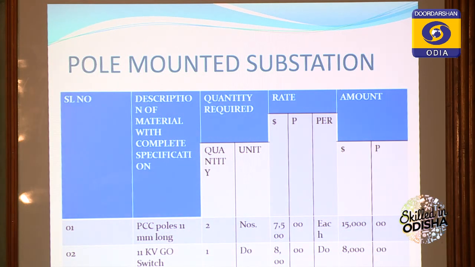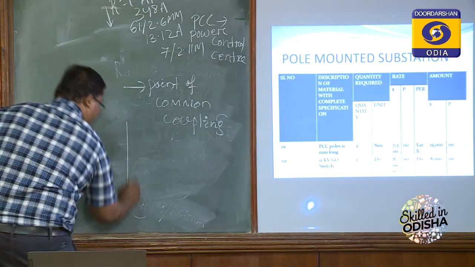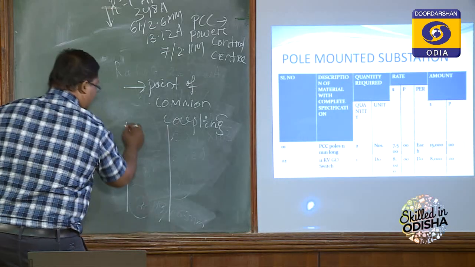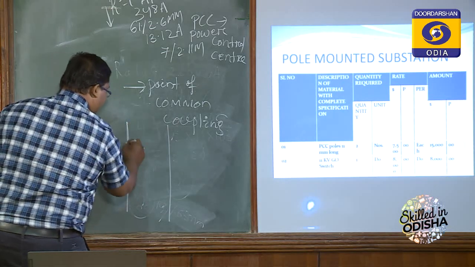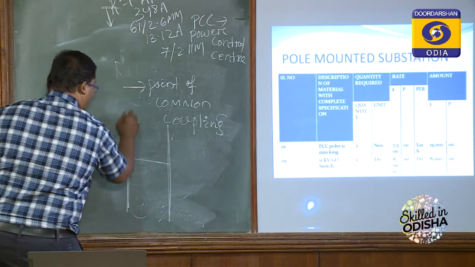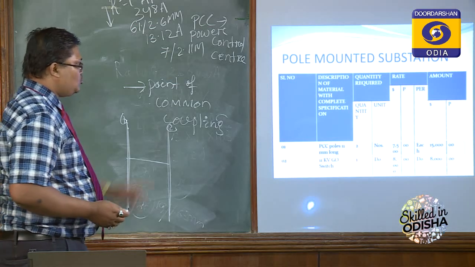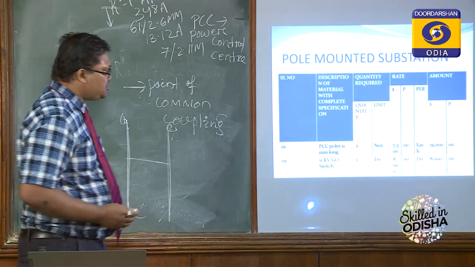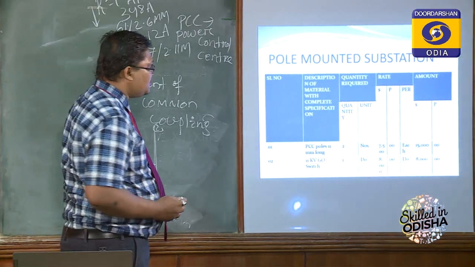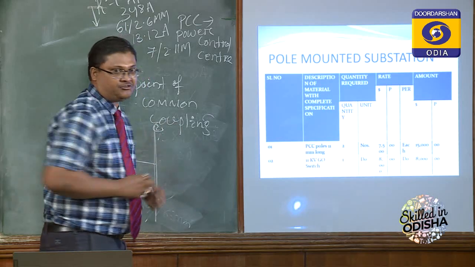For this pole mounted substation, the quantity is 2 numbers. That means it is an H type structure. Two are needed because to form an H, it is one pole, and this is another pole, 1, 2. Two poles are required. So that's why 2 numbers, and one costs 7,500. So for 2 numbers it will require 15,000.